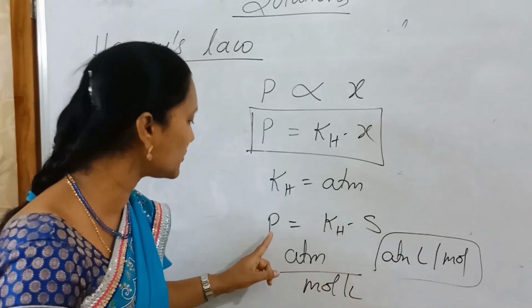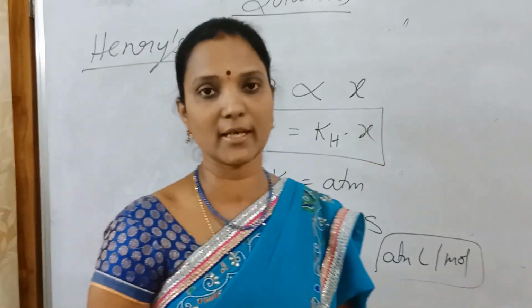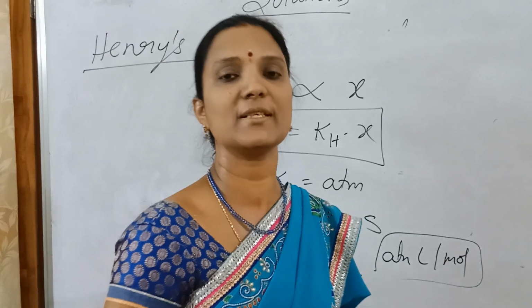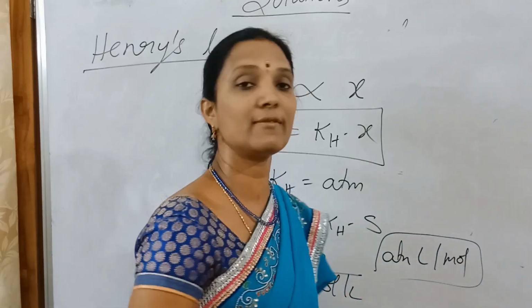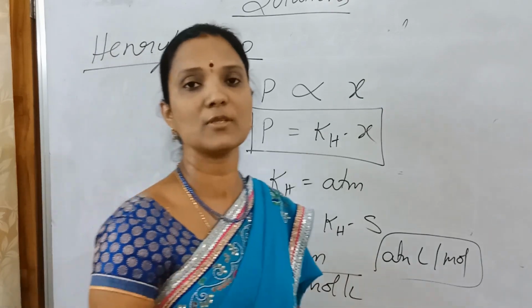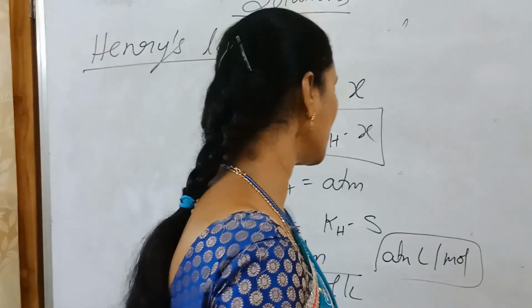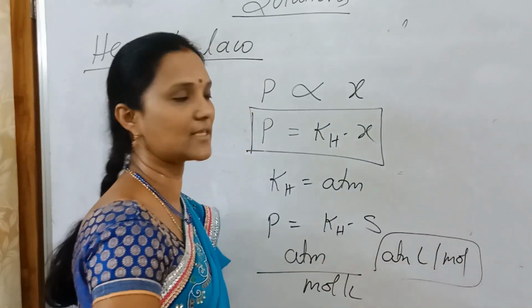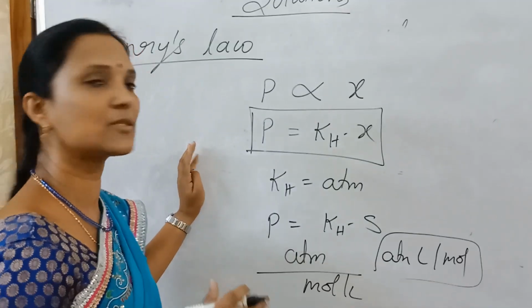If like this is given, you take pressure is equal to Kh into solubility. Solubility means the amount of gas dissolved in a given amount of solution. Okay, that is the solubility, nothing but the number of moles dissolved in a liter of solution. Then this type of units is also a chance. So these are the units of Henry's constant.